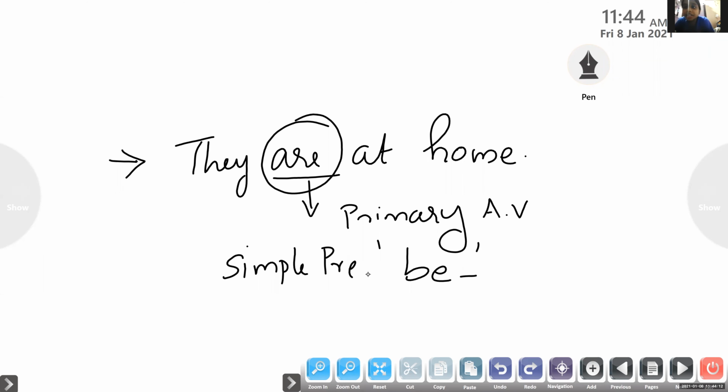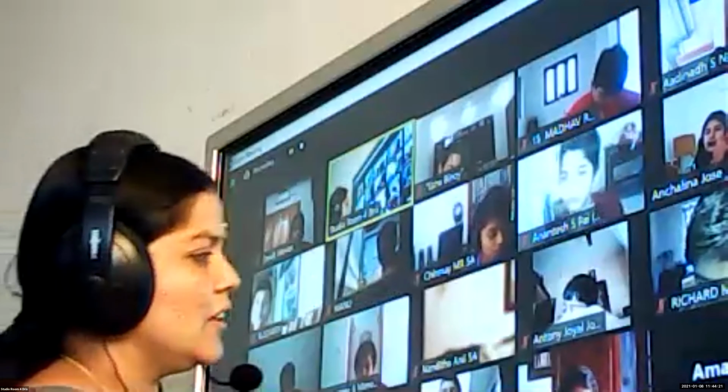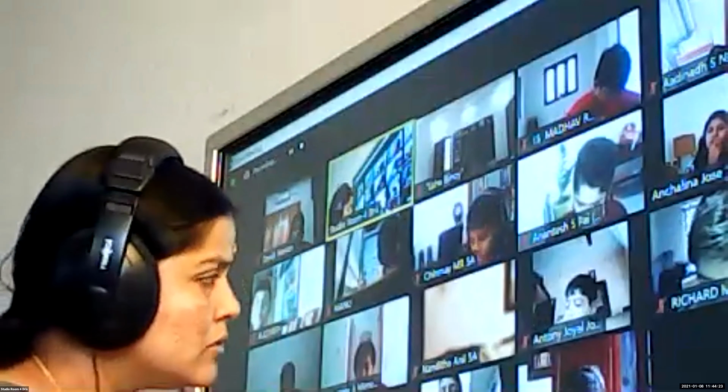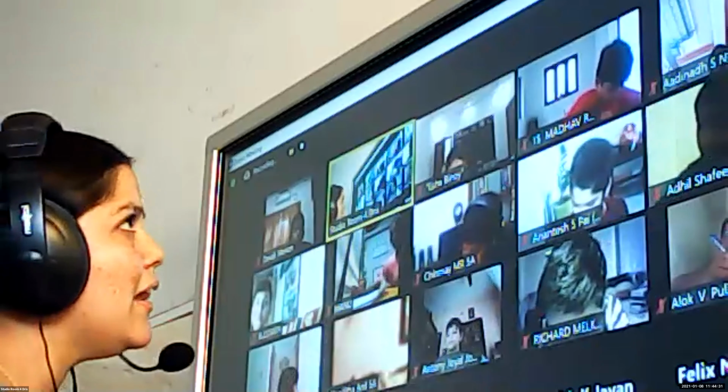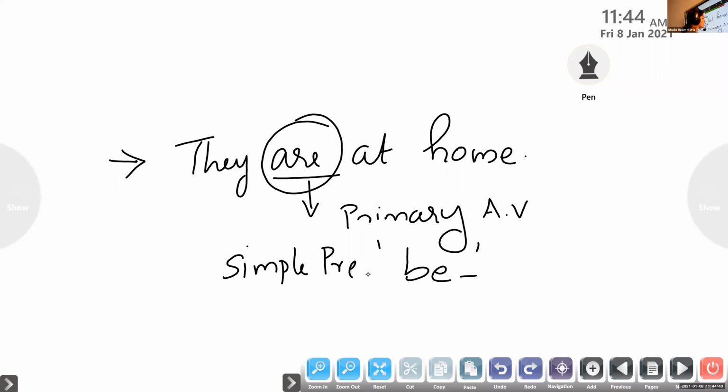Ma'am, can we draw it on ruled paper? Ruled paper, yes. Use a pencil and scale and draw neatly. Okay, ma'am. And this will give you a clear idea about what comes under the non-finite verbs. Okay, let us learn it together.